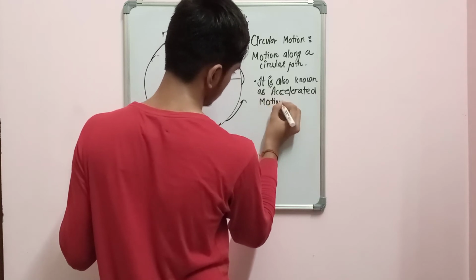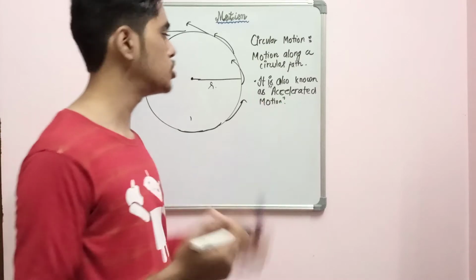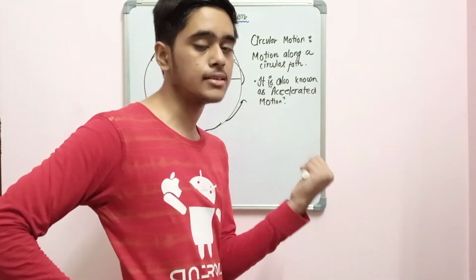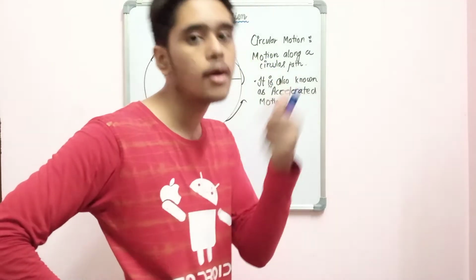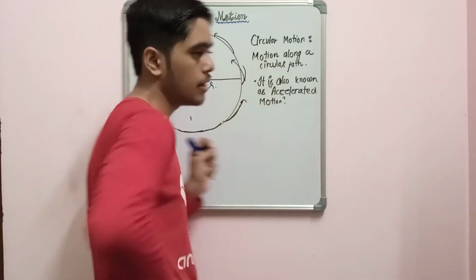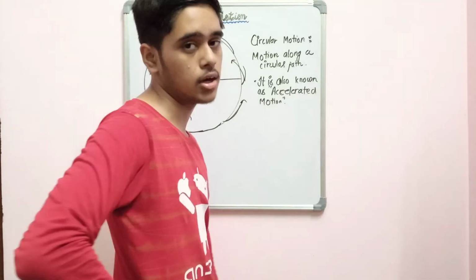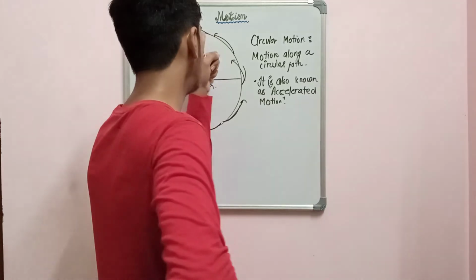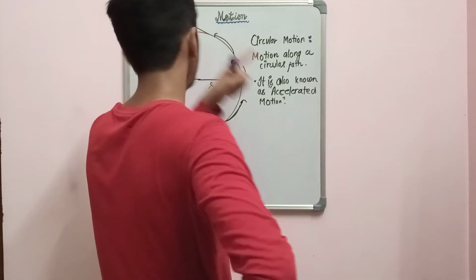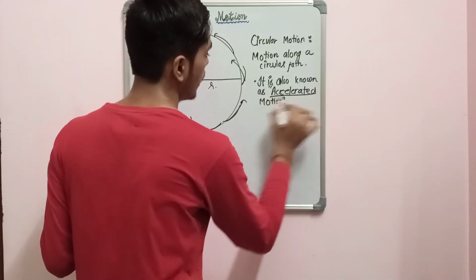Why accelerated motion? Because we know that acceleration is a vector quantity, and a vector quantity has magnitude as well as direction. So if direction is changing continuously, definitely velocity will change, and if velocity is changing, definitely acceleration will be there. At each moment velocity changes and acceleration acts. That is why this kind of motion is called accelerated motion.